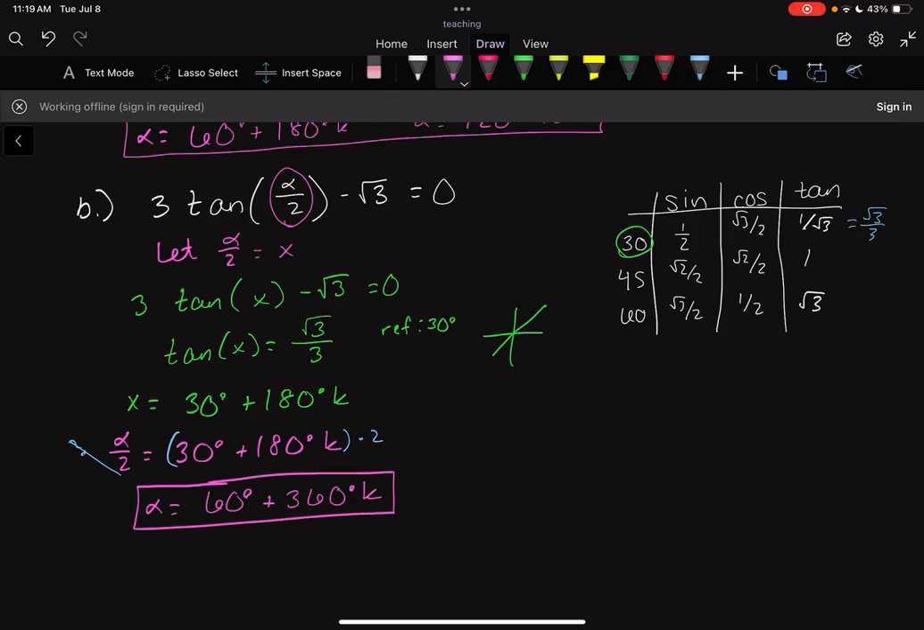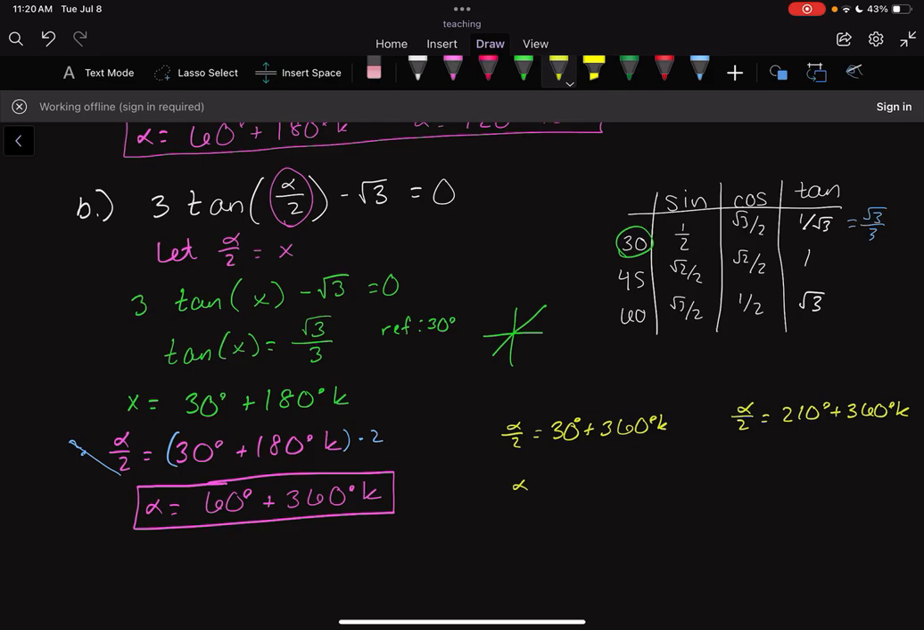And that's it. If you had written them out separately, let's just see what we would have gotten. So 30 degrees plus 360K. And then if you had done quadrant 3 by itself, that would have been 210 plus 360K.